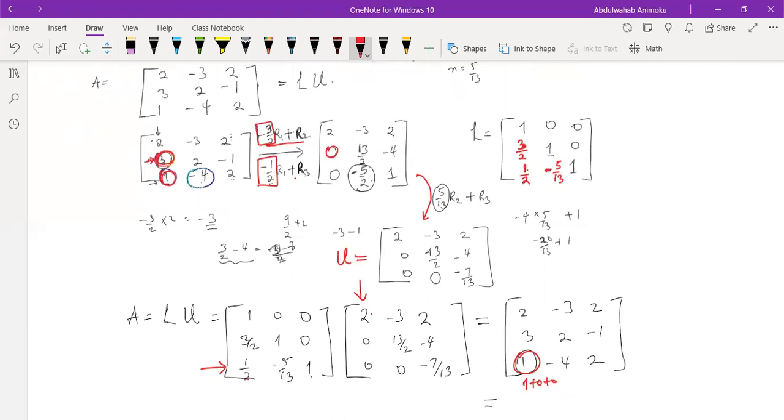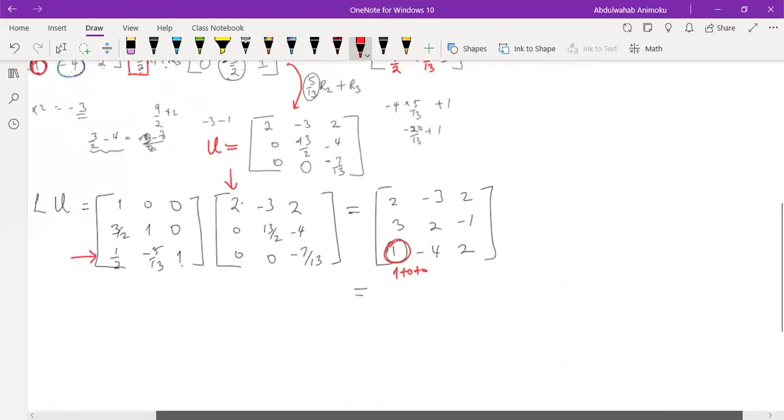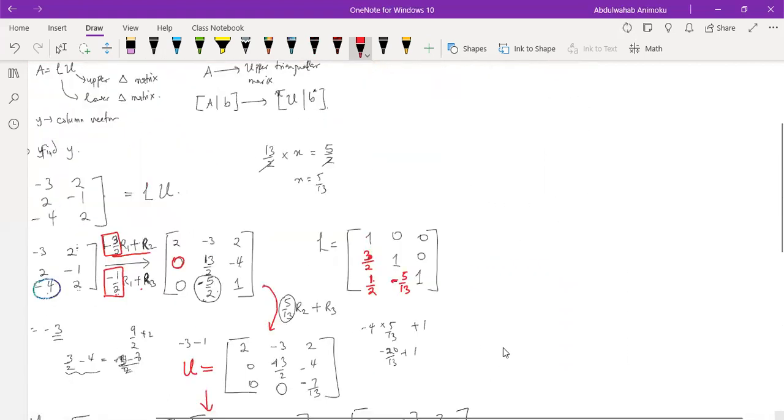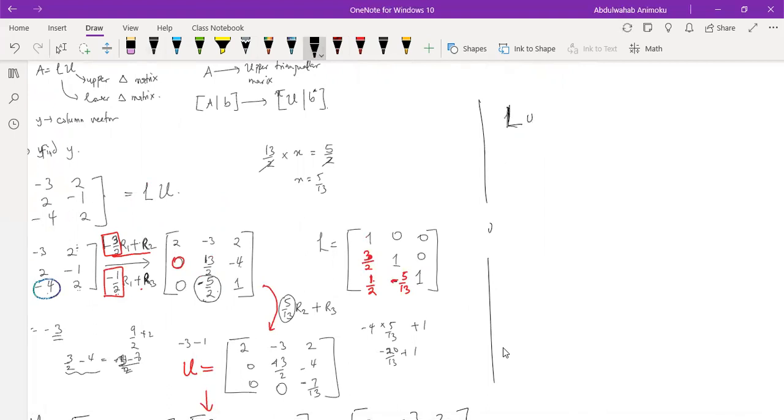Now it's time for us to solve the problem. Now, what's the first step? The first step, if you remember, is to solve Ly equal to B. This is the first step. So what is our L? This is easier to write now. 1 over 2, minus 5 over 13, 1, times y. What is y? y1, y2, y3.